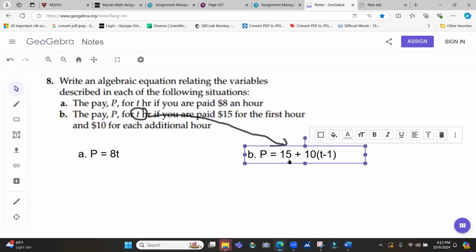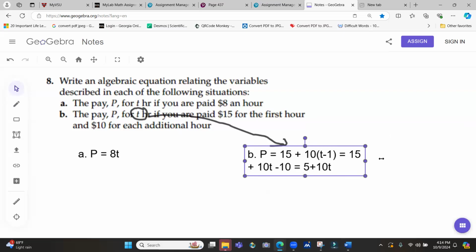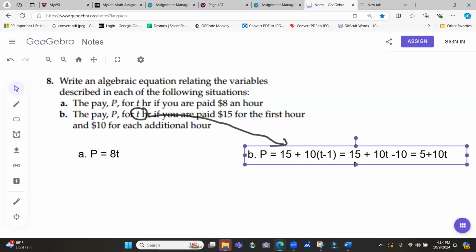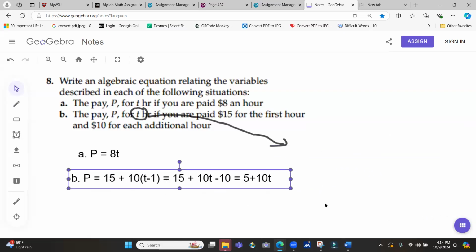Once again, $15 for the first hour. That's what you're going to make. Then since you work for T hours, you have to work for T minus 1 hours at the rate of $10 per hour. And I'll do a little calculation, a simplification. And I'll pause here just a little bit.